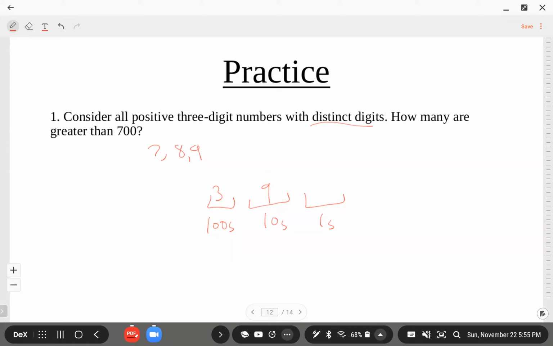Next, do we still have 10 possibilities for the ones digit, right? Absolutely not, because we already used 2 numbers. We can't use them again. Distinct digits, right? So it's going to be 8. Multiply these together, it's going to be 216.